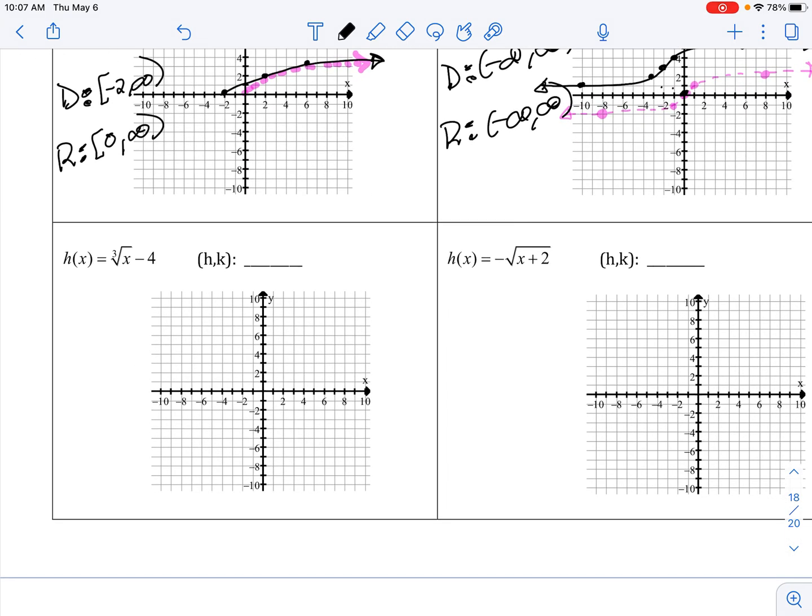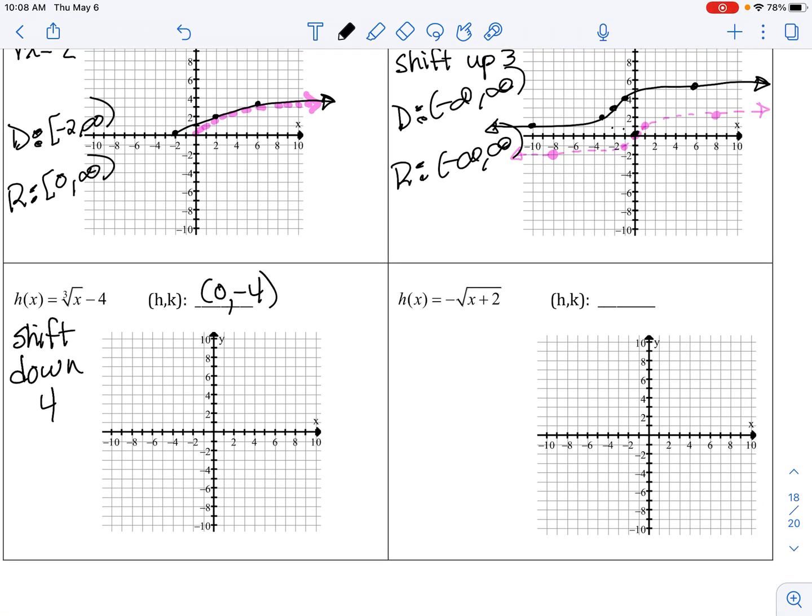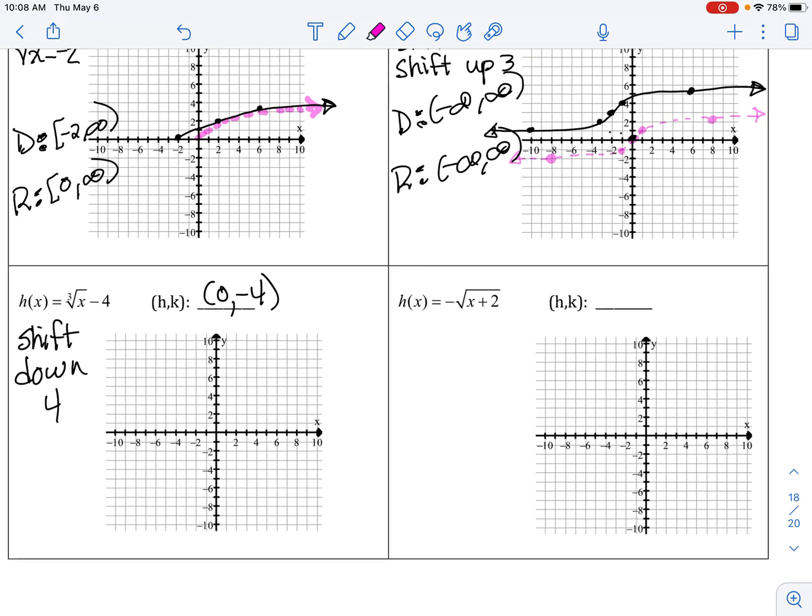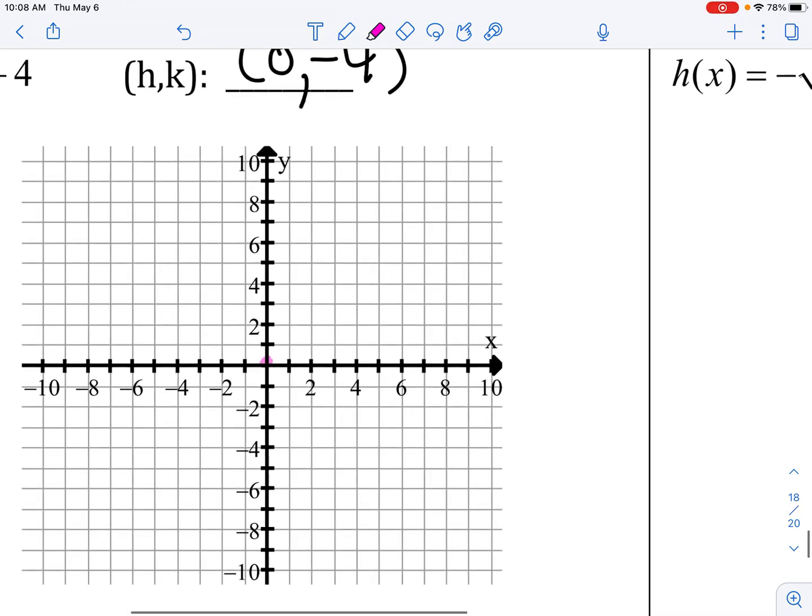Okay, third example, cube root of x, subtract 4. So this is a shift. You're going to take your cube root function and you're shifting it down 4. And so your HK is going to be 0, negative 4. So again, you can sketch your function. So 0, 0, 1, 1, negative 1, negative 1, 8, 2, negative 8, negative 2. Now think about that. The cube root of 8 is 2. The cube root of negative 8, negative 2.